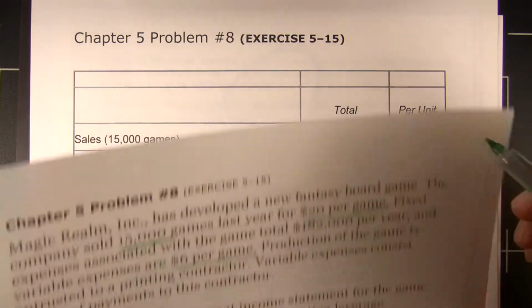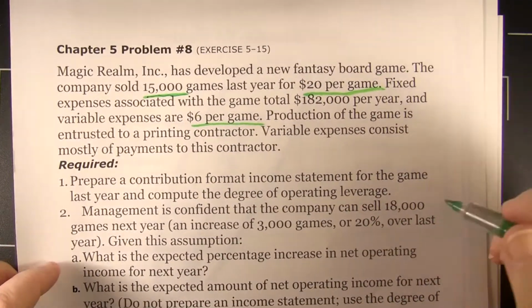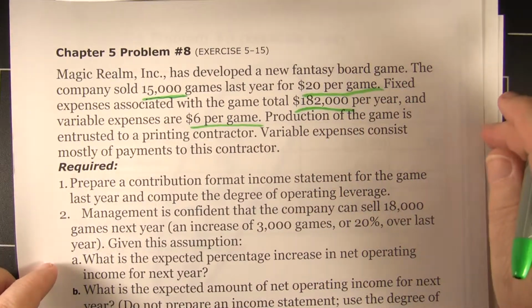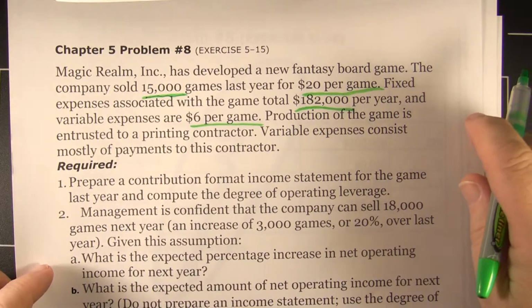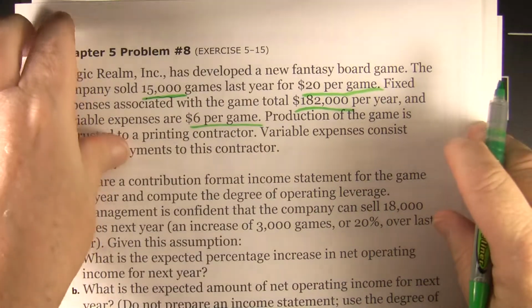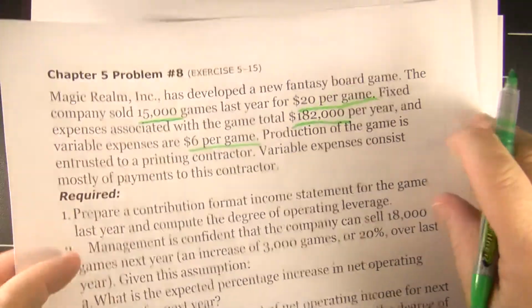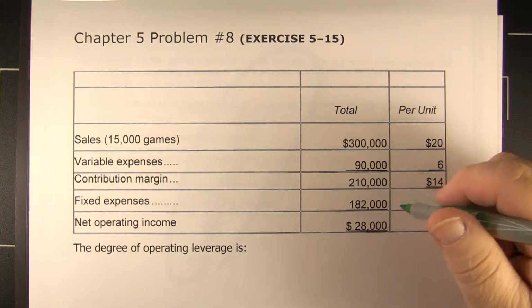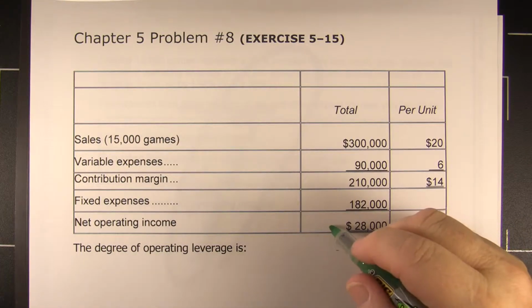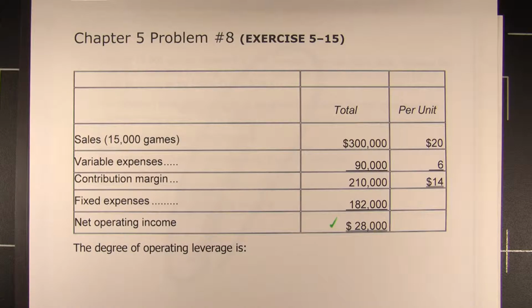The fixed expenses they give us. They tell us the fixed expenses are basically the cost of production from the outside contractor. So our net operating income is our contribution margin of 210,000 less the fixed expenses of 182,000, or 28,000. So that's how I got those numbers. They're all given to us. I wrote down the unit prices so you have them, but I don't think we need them.